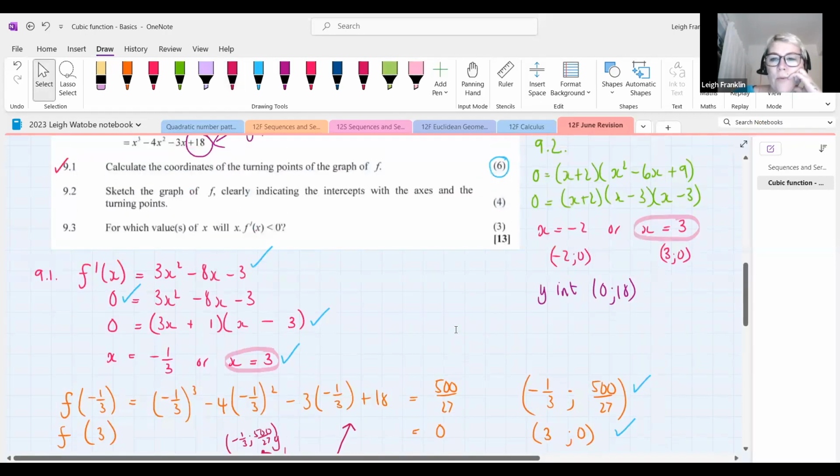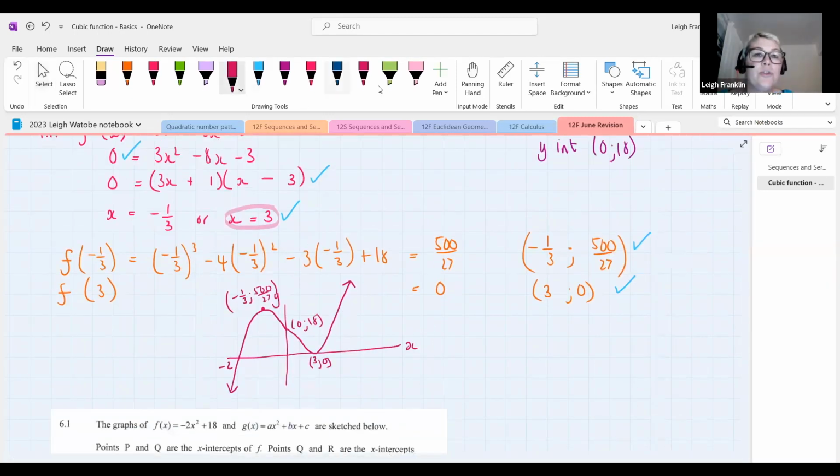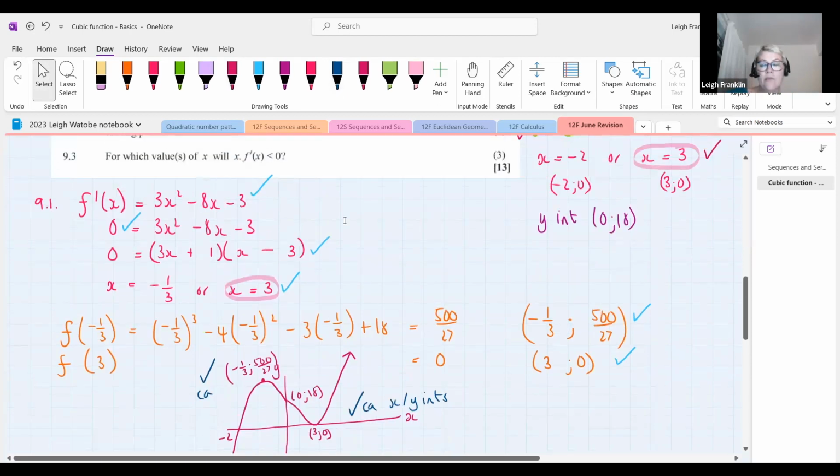There were 4 marks here. There has to be a mark for your factors equal to 0, your x-intercepts, and I'm sure there would be consistent accuracy marks on the turning points and on your x and y intercepts. Is everybody happy with the sketching of the cubic function? Are we ready to move on and look at the next question? Yes, good. Well done, everybody.